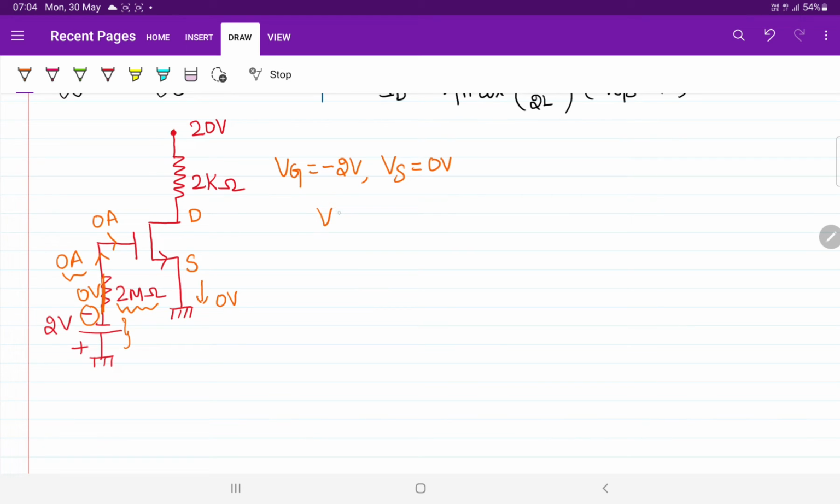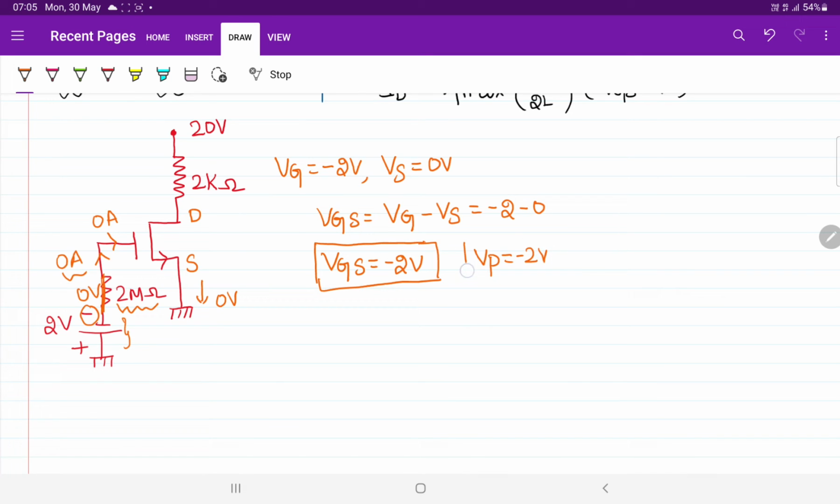From this I can say the gate to source voltage VGS can be written as Vg minus Vs. So what is the value of Vg? Vg is minus 2 voltage, minus of Vs is 0. So I can simply say the value of VGS is going to be minus 2 voltage. Okay sir, we found the value of gate to source voltage. We also know the value of pinch off voltage, that is already given as minus 2 voltage.